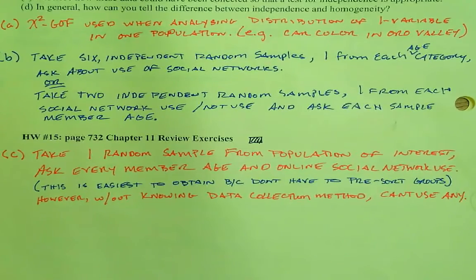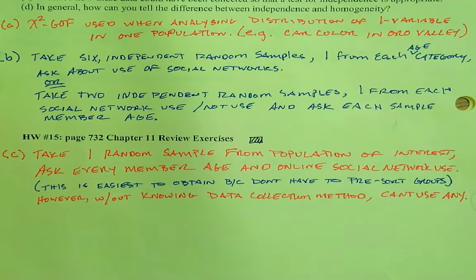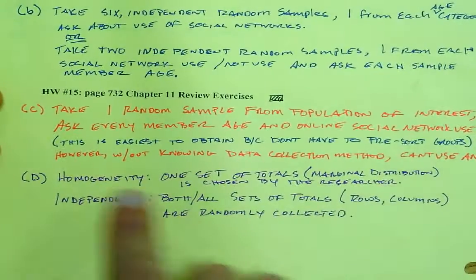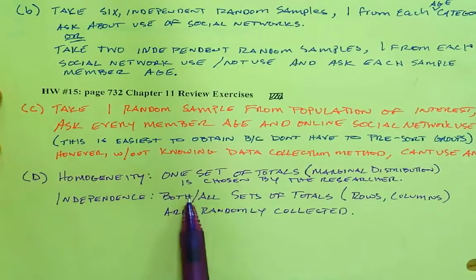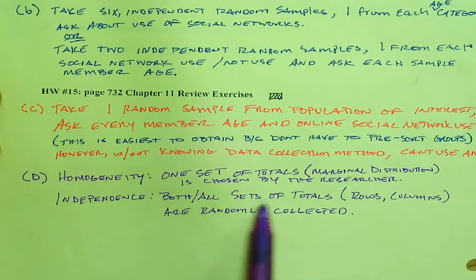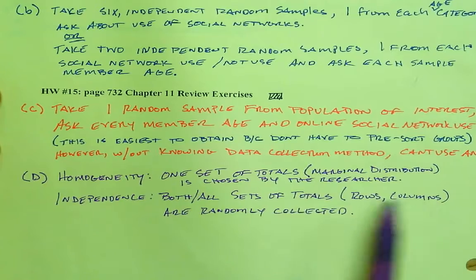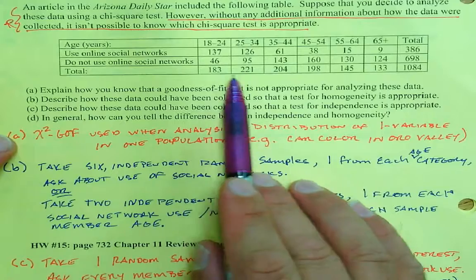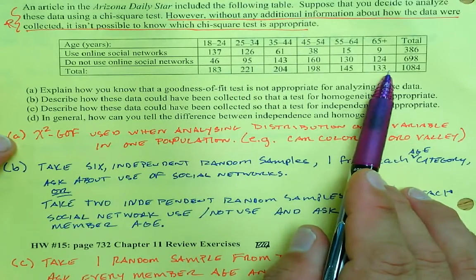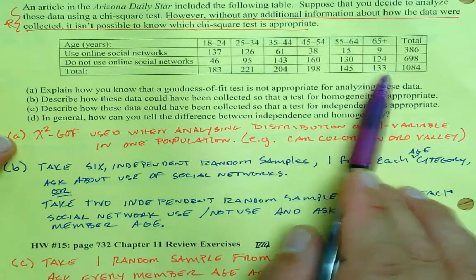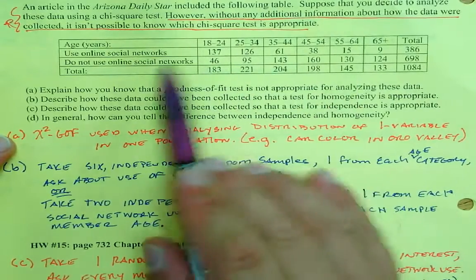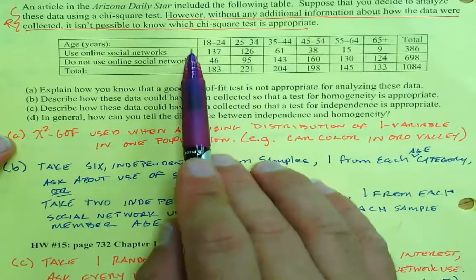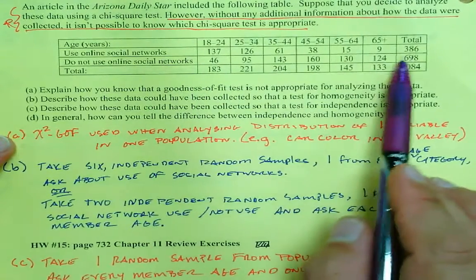Okay, so in general, how can you tell the difference between independence and homogeneity? Well, think about it and check your answer. Okay, so in general, how can you tell the difference between independence and homogeneity? Well, with independence, all sets of totals, your rows, your columns, are randomly collected. So in other words, the age groups aren't predetermined. We randomly gather all the data and we get some totals. The online social media use is not predetermined. From our one sample of our population, we then get this information.